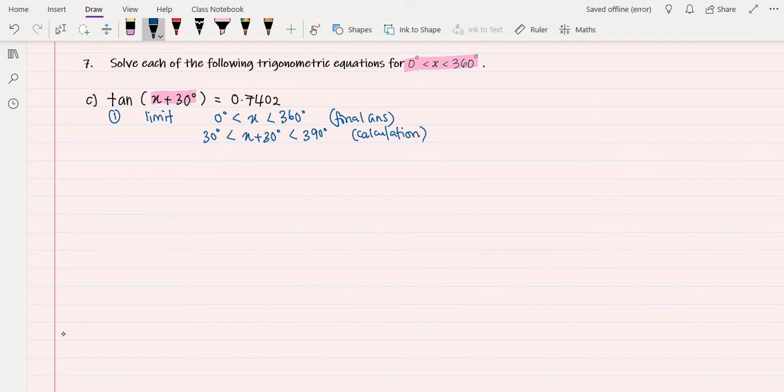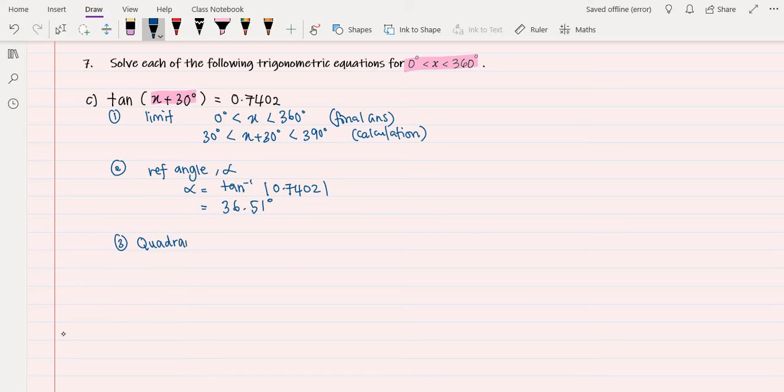Okay, so now the second step, as previously, we just need to find our reference angle, which is our alpha. So alpha is equal to arctangent of 0.7402. Don't forget the absolute value. So the calculator will tell us that alpha is actually 36.51 degrees. That is our reference angle, and next we need to check which quadrant.